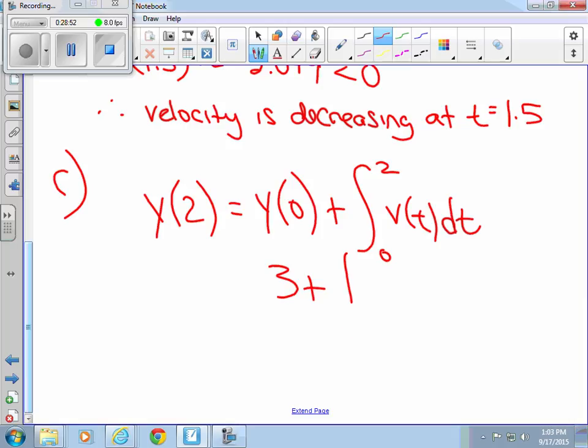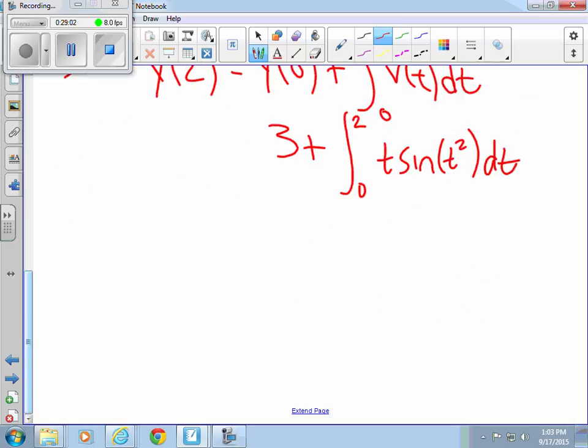Why do I think it can be done by hand? How do I know that? What makes me think I can do it? t squared, what's the derivative of t squared? This looks like a classic u-substitution problem, doesn't it? So u is t squared. Again, if this is really a calculator problem, you just use the calculator. But I just want to practice your skills.